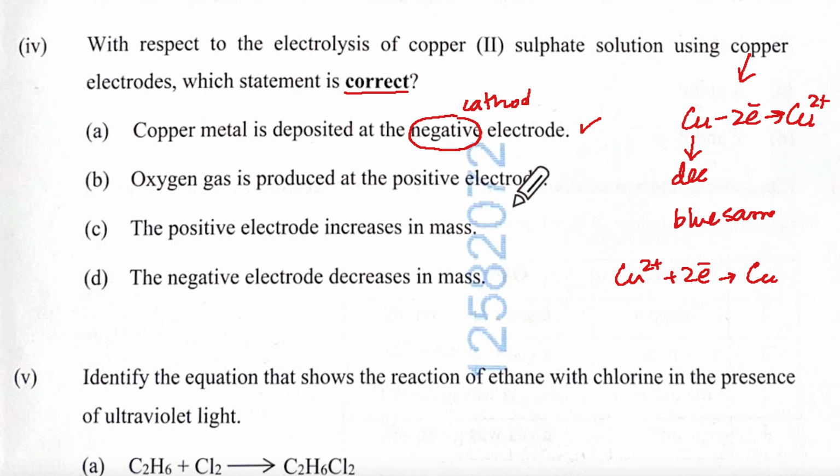Oxygen is produced at the positive electrode, no, because copper ions are produced. Positive electrode, the anode, is going to decrease in mass, and the negative electrode decreases in mass? Negative, that is cathode, increases in mass. So the correct option is A.